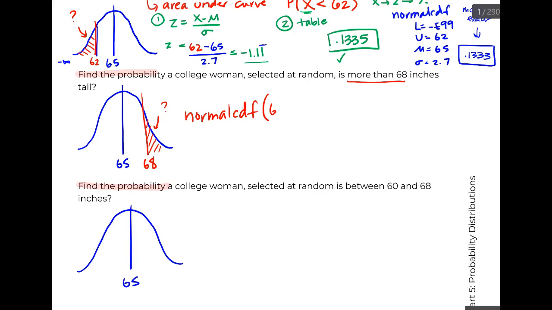Lower bound is going to be that 68 because that's the first part that we're interested in. We can come left to right. Then we shade, and we keep shading forever and ever off to positive infinity, which is our E99. And then our mean and our standard deviation, right? So lower, upper, mean, and standard deviation.